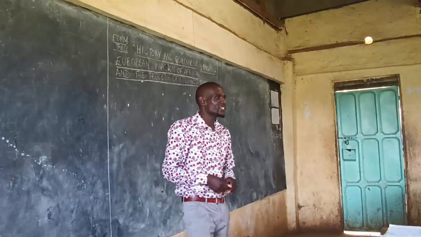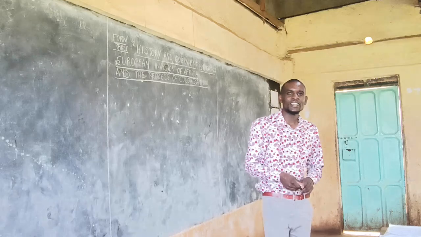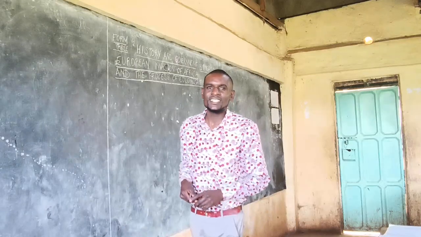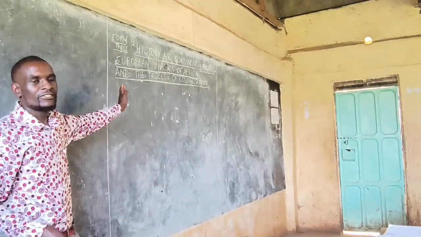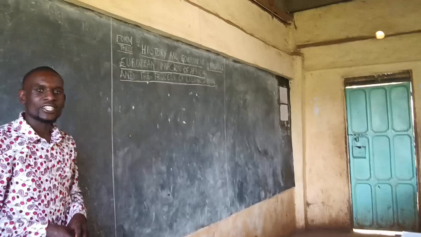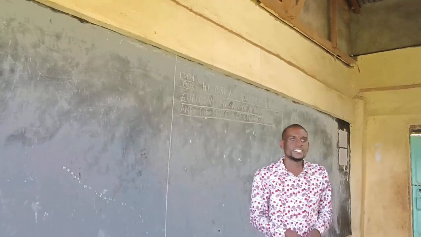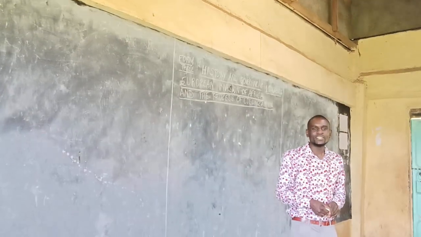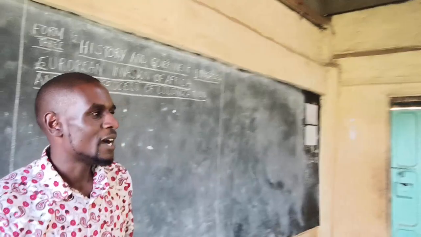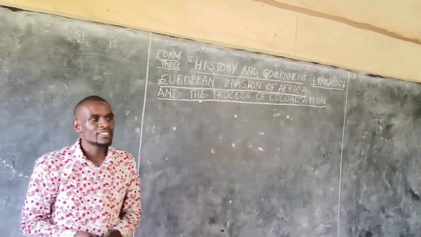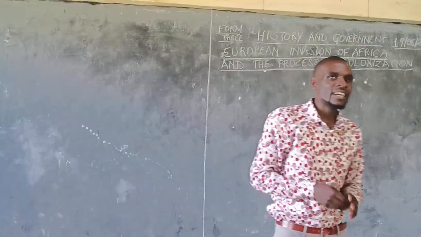In our class today, we're going to focus on the first topic of Form 3, that is history and government. The topic is European invasion of Africa and the process of colonization. Now, as we discussed in Form 1, we talked about various early visitors who came to Africa. Among them were the Portuguese, the British, the Romans, the Arabs, and many others.